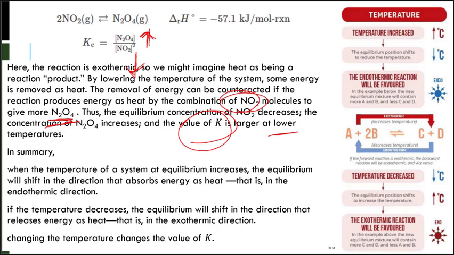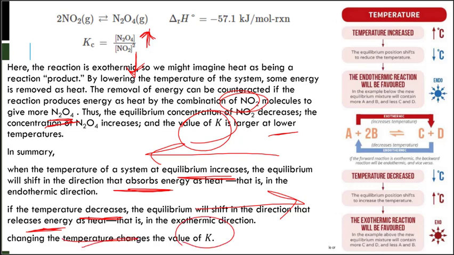So in summary, when the temperature of a system at equilibrium increases, the equilibrium will shift in the direction that absorbs energy as heat. So in the endothermic direction, it will shift left. If the temperature decreases, the equilibrium will shift in the direction that releases energy. So in the exothermic direction, which is to the right. Changing the temperature changes the value of K.